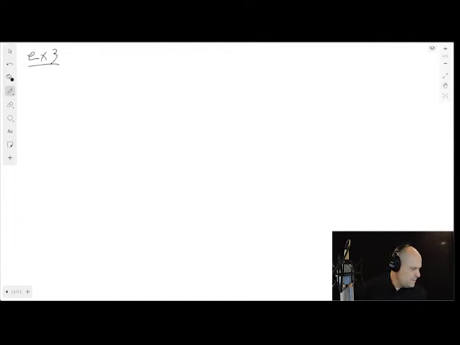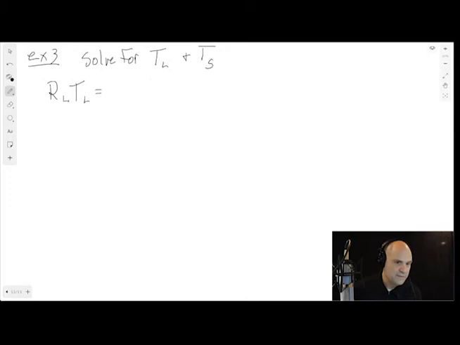All right, so directions say solve for t of L and t of S. Aren't you excited to see what this equation is going to be? Like, where's the t of L and t of S going to be? Because it's exciting. All right, so r of L, t of L equals r of S, t of S. So let's see what values it gives us.